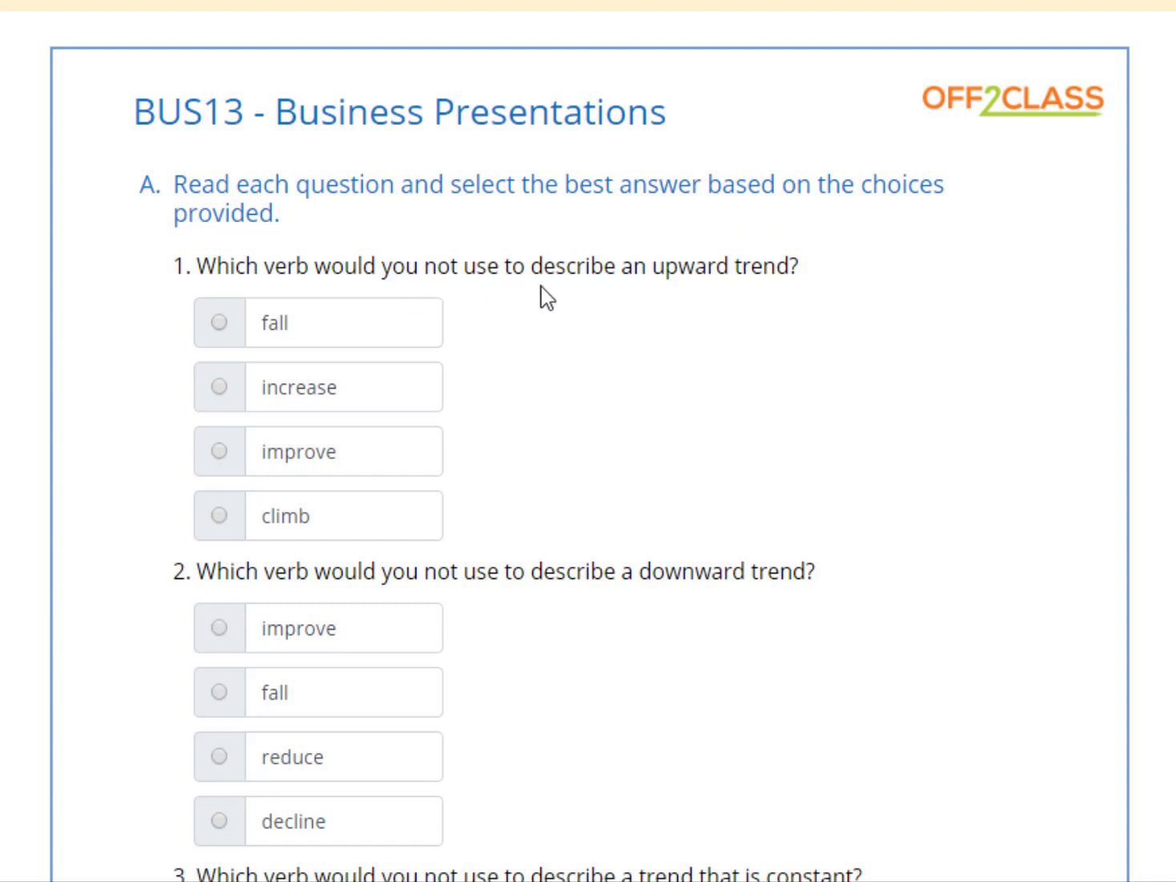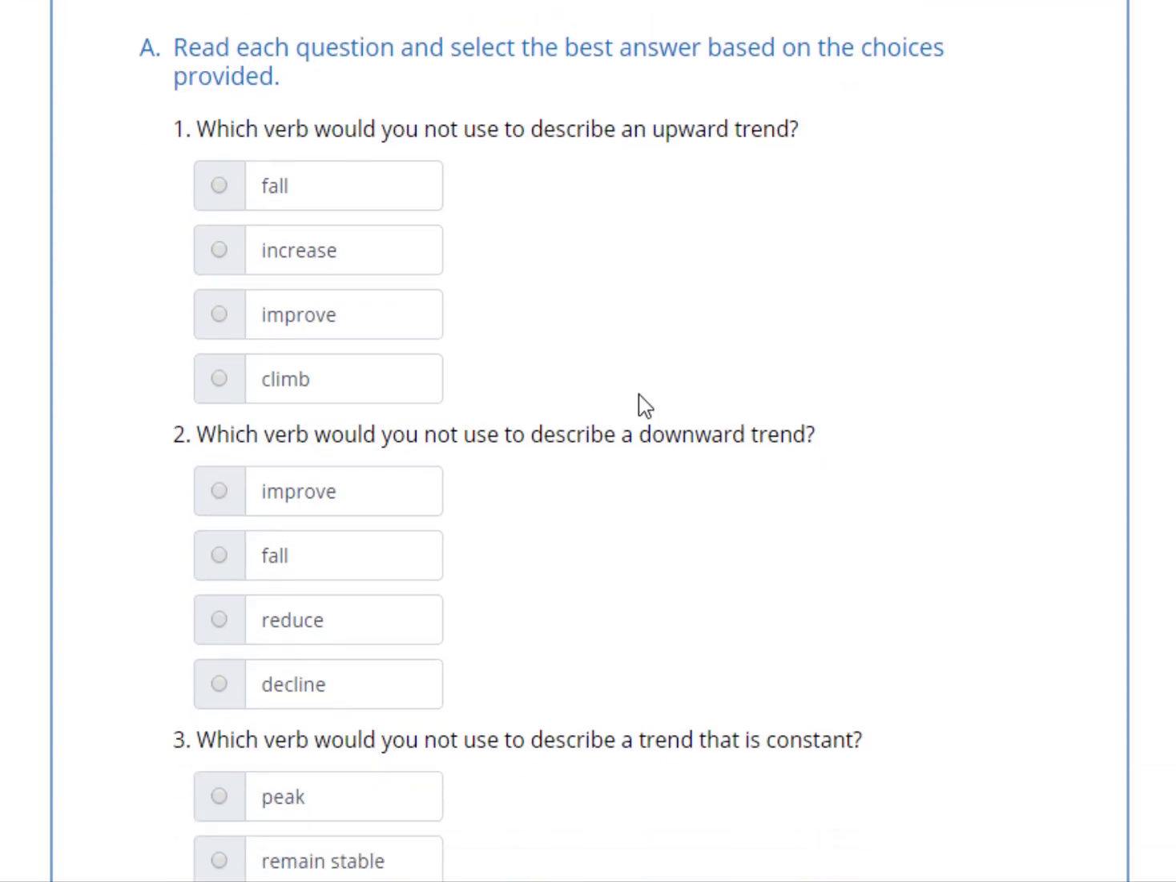Which verb would you not use to describe an upward trend? Fall, increase, improve, or climb. Which verb does not describe an upward trend? So you remember what upward means? If you don't remember, by all means, feel free to Google, because remember, the goal is not to pass or fail the test. The goal is to improve your understanding. So the goal is to get better at this. If you don't know, then it's better for you to go research, because that will allow you to learn faster, because you're going to get that practice in and more exposure to the vocabulary.